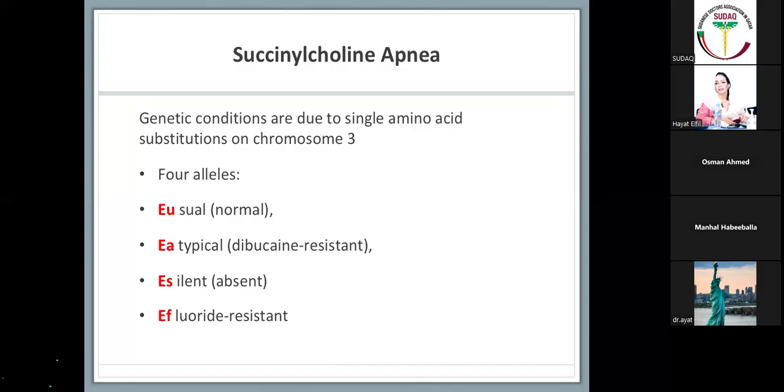The other acquired factors which affect the breakdown of succinylcholine are pregnancy, liver disease, renal disease, cardiac failure, thyrotoxicosis, and cancer, because all these conditions reduce the availability of plasma cholinesterase.